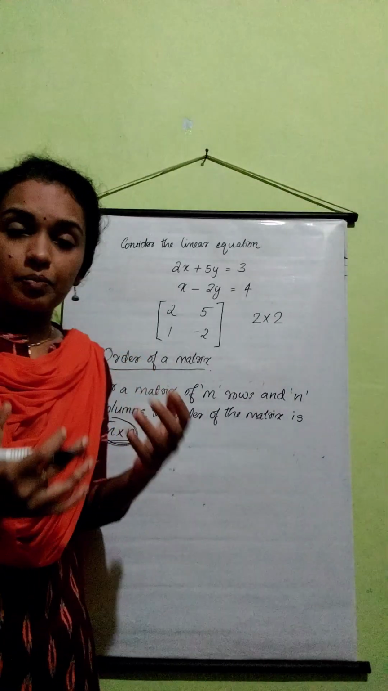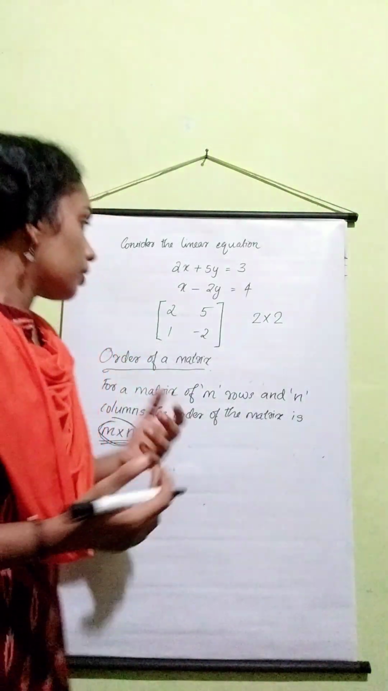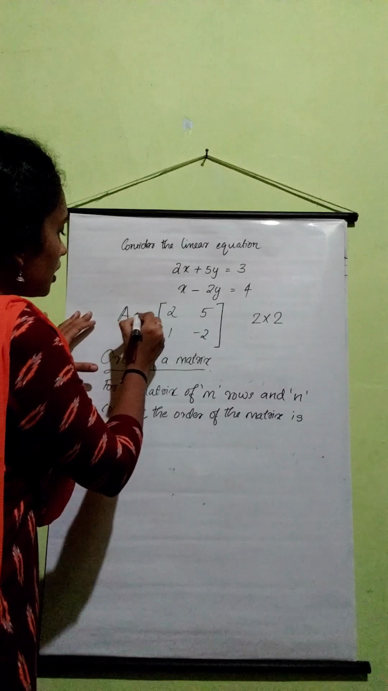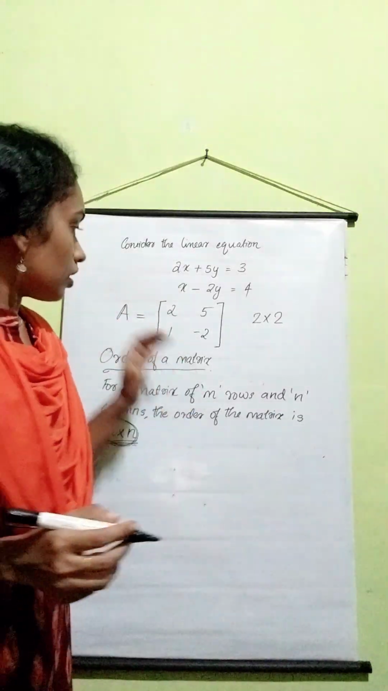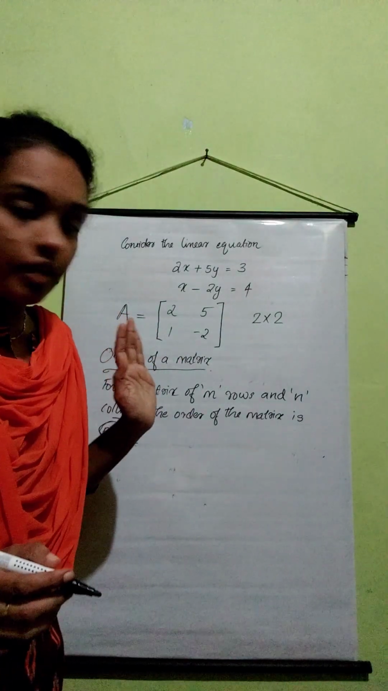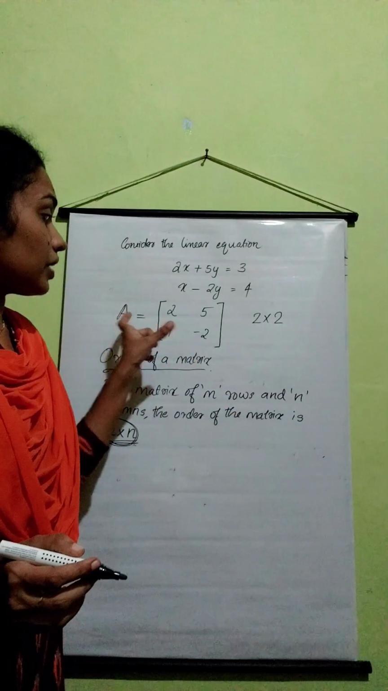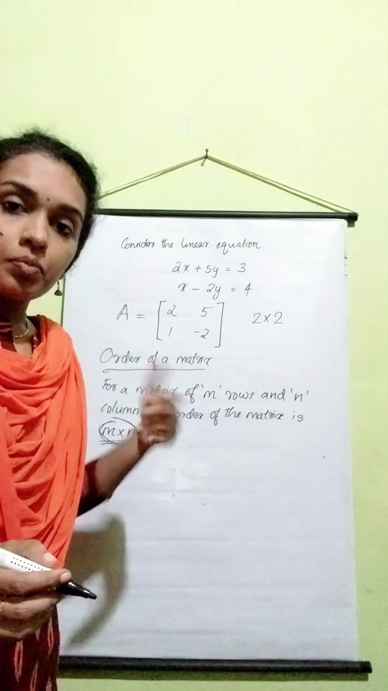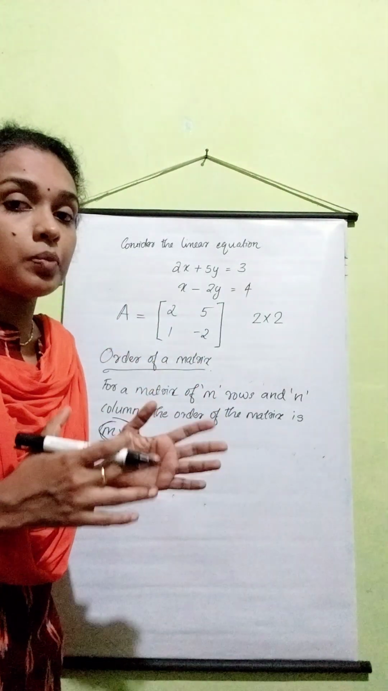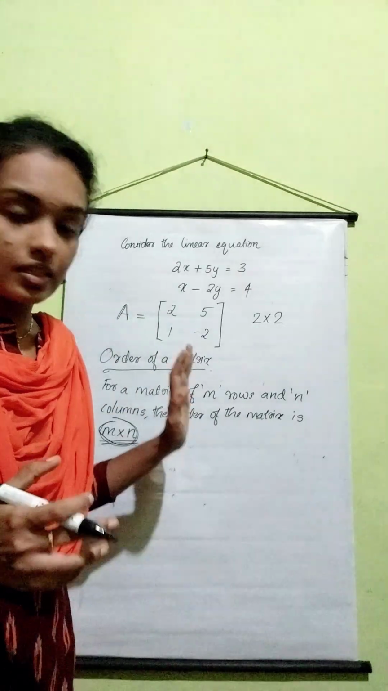Usually, we represent a matrix, or we name a matrix, using capital alphabets. Capital letters. Okay. So, we always name a matrix using capital letters. So, this is a matrix A. We can write many other matrices, and we always name the matrices by capital letters.